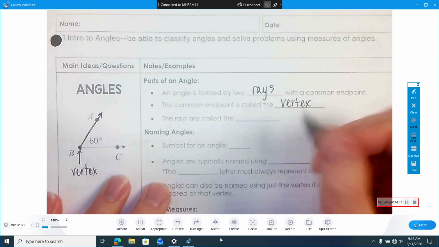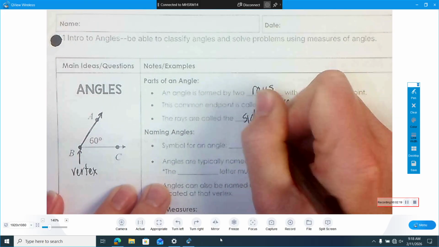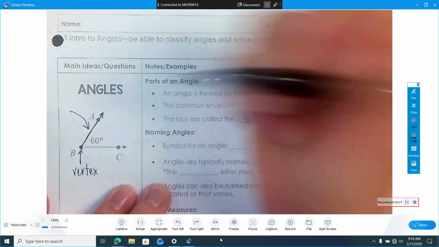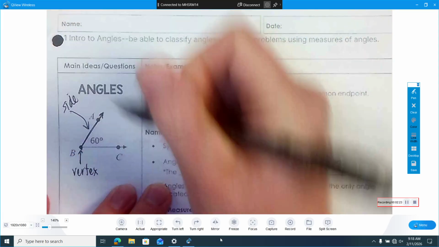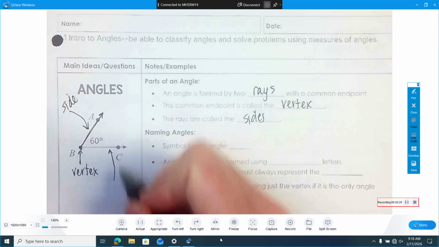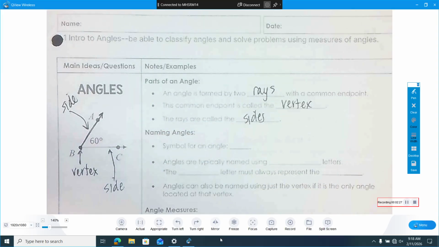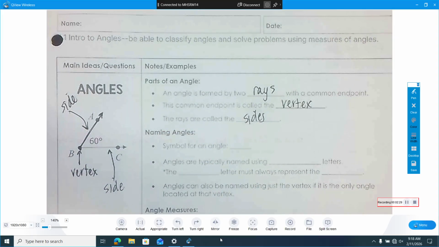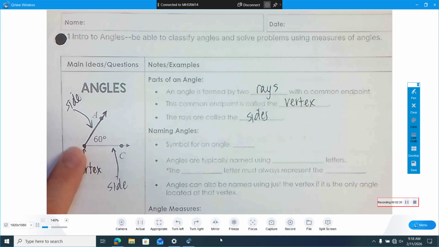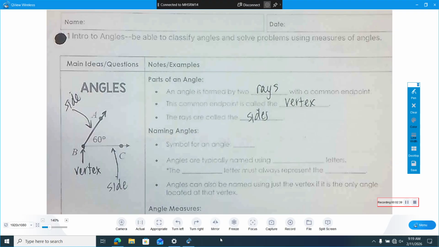The rays are called the sides of the angle. So this is a side of the angle, and over here is another side of the angle. And it's really, really important that you can recognize it has two sides and that vertex in between the two sides. And that's sort of where that angle opens up from.